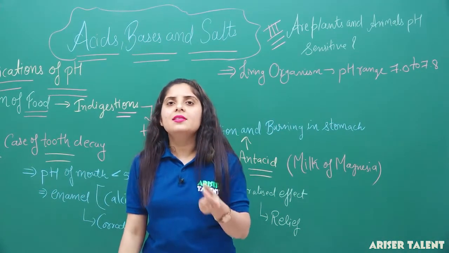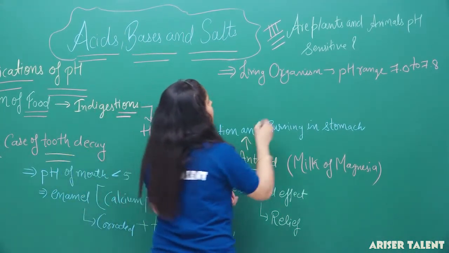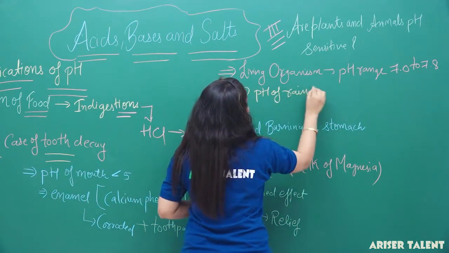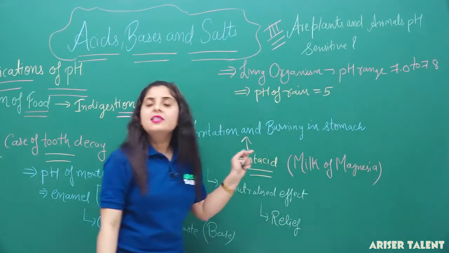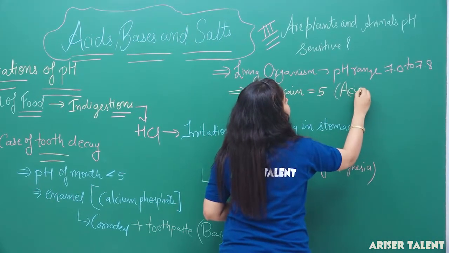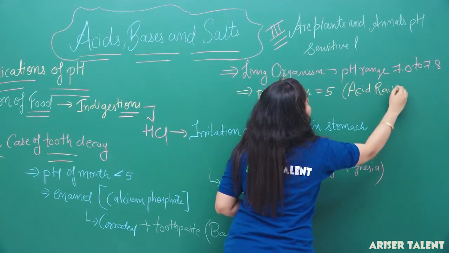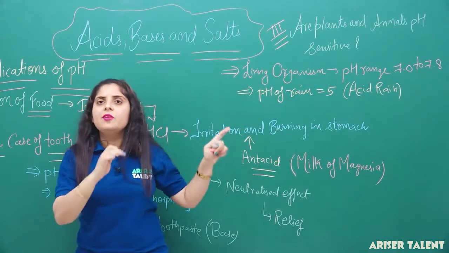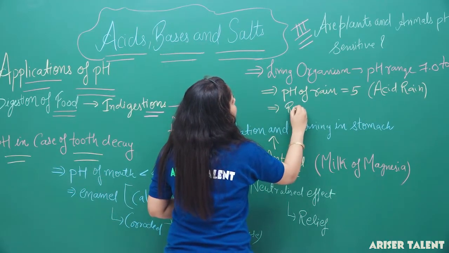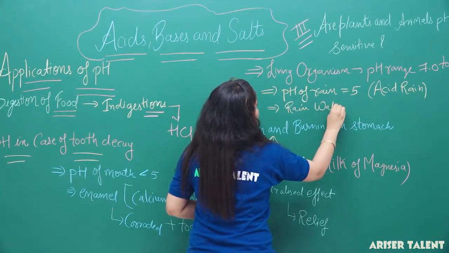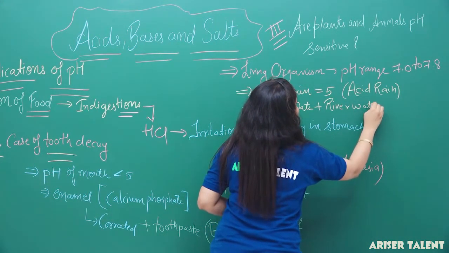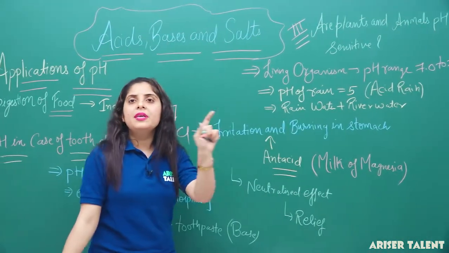Now what will happen if the rain occurs? The pH of the rain will be 5. The pH of the rain is 5, that's why sometimes we also call it acid rain. Now what happens in this case? During raining, the rainwater gets mixed with the river water, and it slowly reduces the pH of the river water.